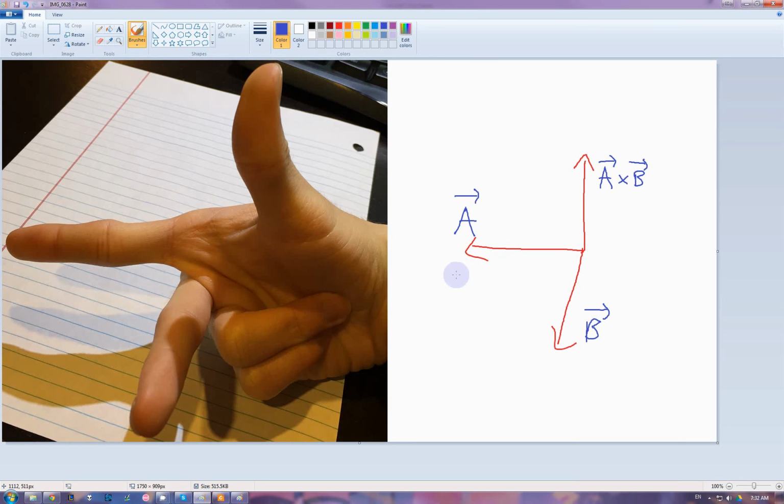So to see how this works, you can look at this picture. So A is pointing in the x direction, and B is supposed to be pointing out of the page in the z direction. And so remember, the vector product is always perpendicular to both A and B, so it is pointing in the y direction. So you can see kind of how the right-hand rule works.